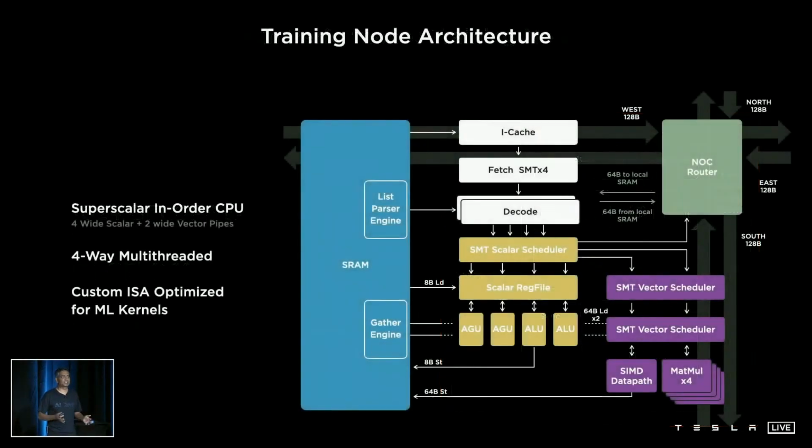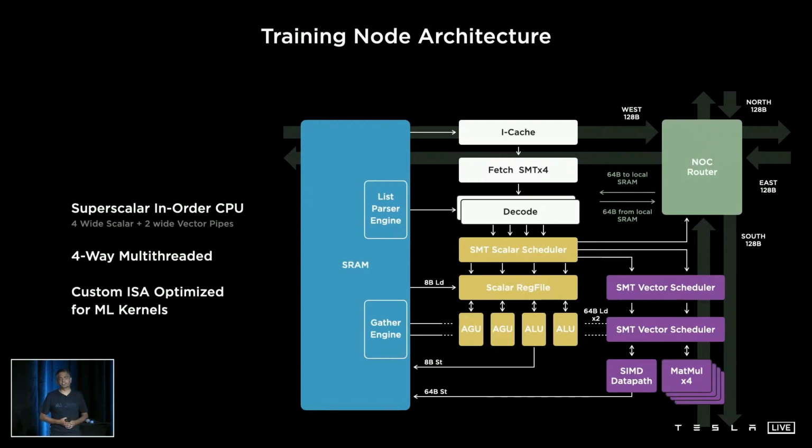So let's look at the architecture of this. The computer architects out here may recognize this. This is a pretty capable architecture as soon as you see this. It is a superscalar in-order CPU with 4-wide scalar and 2-wide vector pipes. We call it in order, although the vector and the scalar pipes can go out of order. But for the purists out there, we still call it in order. And it also has 4-way multi-threading.